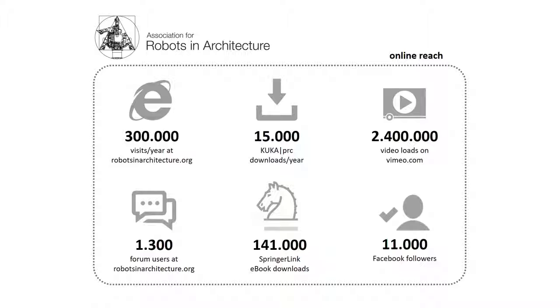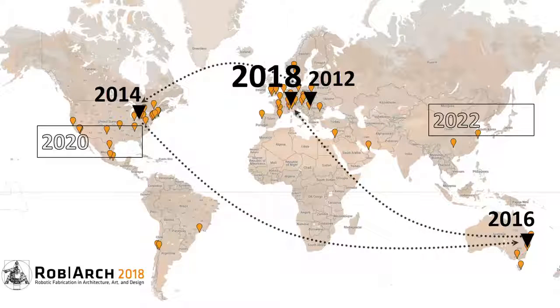But of course, having it online is just one part of that. A big part is also about meeting offline, in the real world, discussing the problems and having an outlook. So every 2 years, we organize conferences on robotic fabrication in architecture, art, and design. We started out in Vienna in 2012. Then we were at the University of Michigan in 2014, at the University of Sydney in 2016, and in 2018 we're going to be at ETH Zurich in Switzerland.